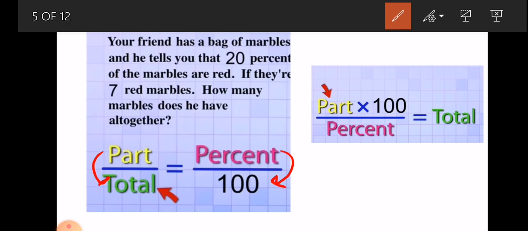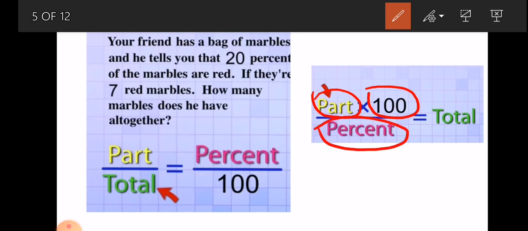Do I have the part? Yes, we have it. We said that the part is 7. 7 marbles are red. So this is the part from my total. Okay. Do you know the total? No, it's the missed number. Do I know the percent? Yes, it's 20%. So I will multiply the part by 100. Then I should divide by the percent. Part multiply the 100, then the fraction sign means division, then I will divide by the percent.